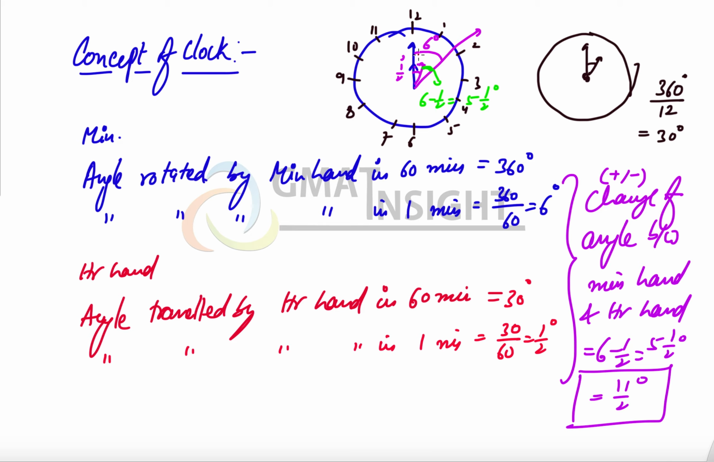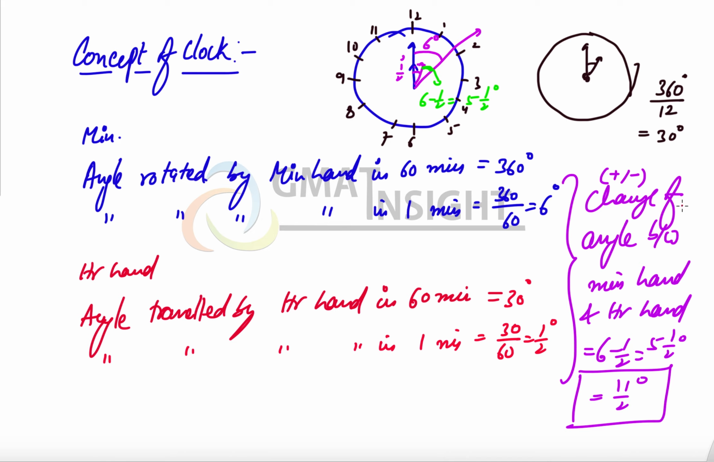Now if you see carefully, since the minute hand has moved by 6 degrees and the hour hand has moved by only half a degree after 12 o'clock in 1 minute, the change of angle between the two hands is equal to 5.5 degrees. And this is the most crucial thing that we need to answer this question.